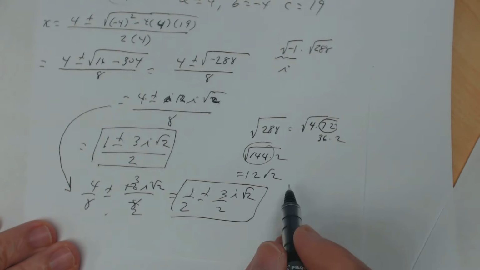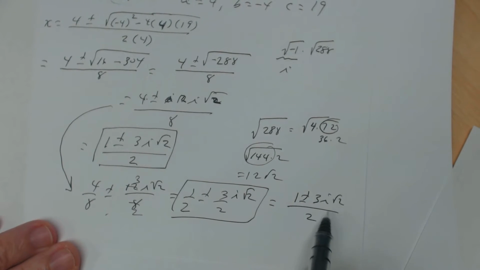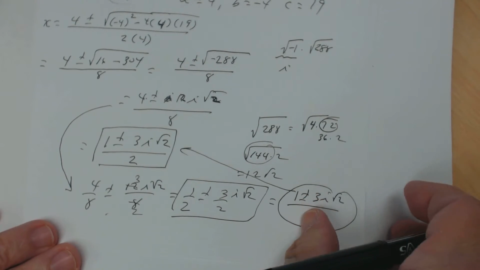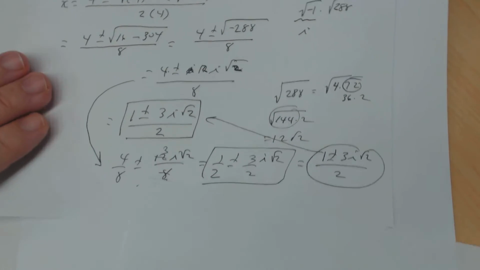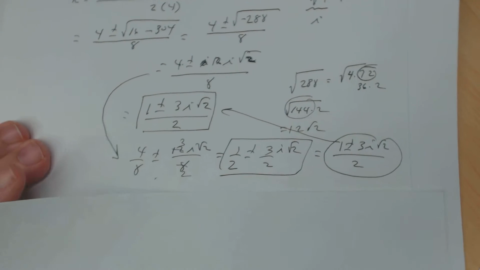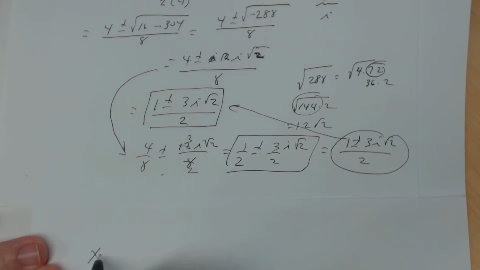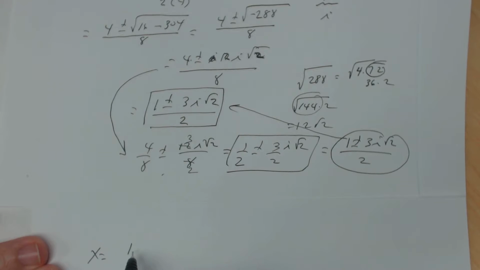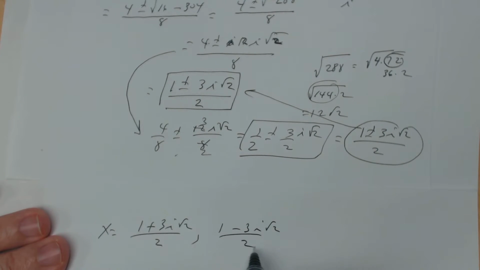Now, since the denominators are the same, you can just write this as 1 plus or minus 3i square root of 2 all over 2, which is what this is. So there are multiple ways of writing the answer. Now, if you're told to write this as 2 separate solutions, then again, multiple ways of writing that. So going back over here, you'd say 1 plus 3i square root of 2 over 2, comma, 1 minus 3i square root of 2 over 2.